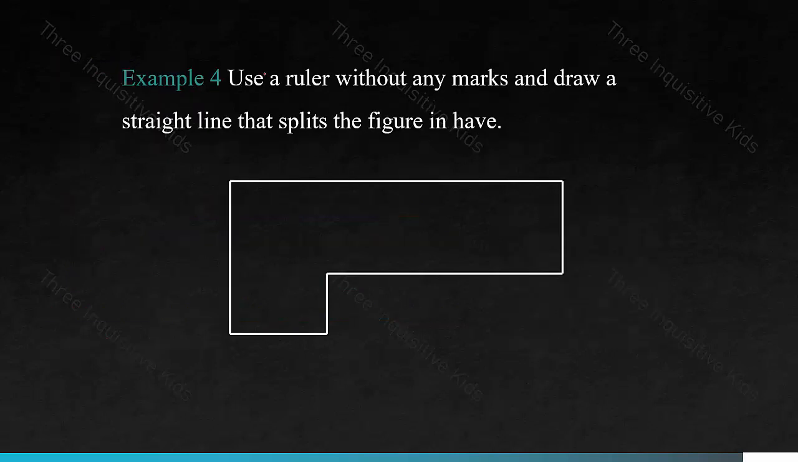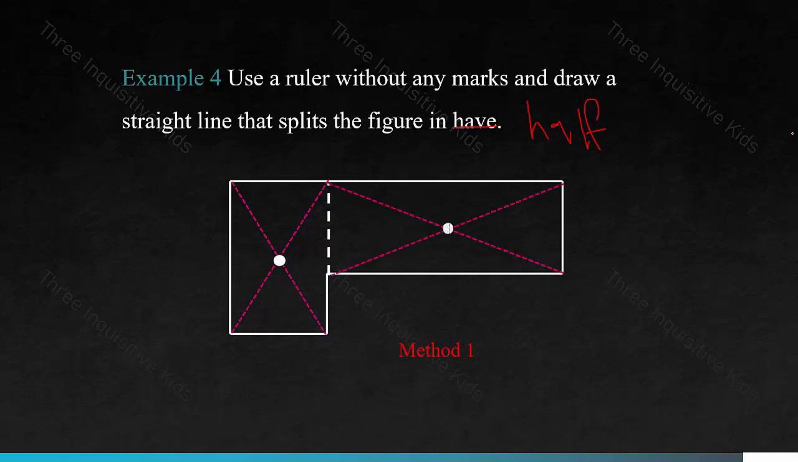Use a ruler without any marks and draw a straight line that splits the figure in half. How would you do this? Remember, you have to use a little bit of thinking and what we learned about central symmetry. Here's method 1. You first have to split this figure into 2 rectangles. You find the center of this first rectangle and find the center of the second rectangle. Then you connect the dots to get 2 equal parts.